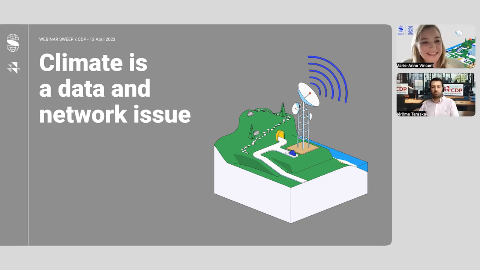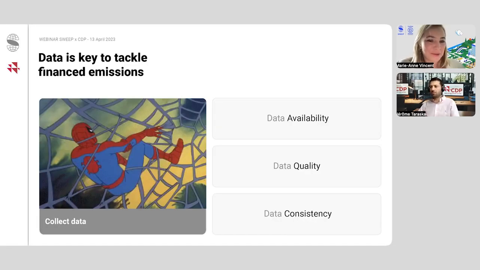So yeah, climate is a data issue. Clearly, to take action, you need to know where you stand first. Maybe Carlos, if you can click again. So yeah, data is key to tackling financed emissions because clearly this famous scope 3, or the emissions of your underlying assets, are outside of your reach. So how do we collect this famous data? Because we know that today, and for a long time, we were lacking data availability, data quality, data consistency, because sometimes we didn't have the same definition, the same perimeter.